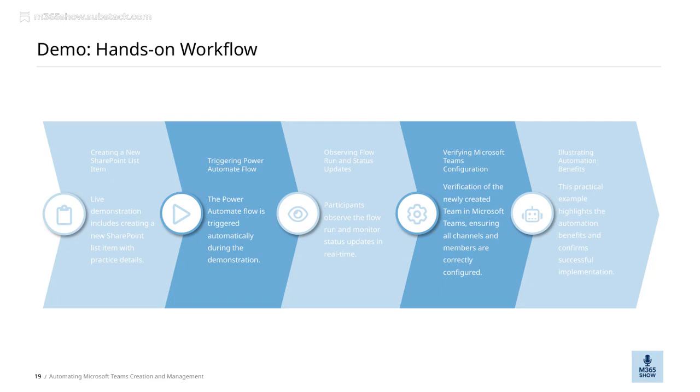What we're showcasing here is how automation can streamline the process of creating and managing Microsoft Teams. This practical example really highlights the tangible benefits of automation, such as saving time and reducing errors, while also confirming that everything is set up correctly.